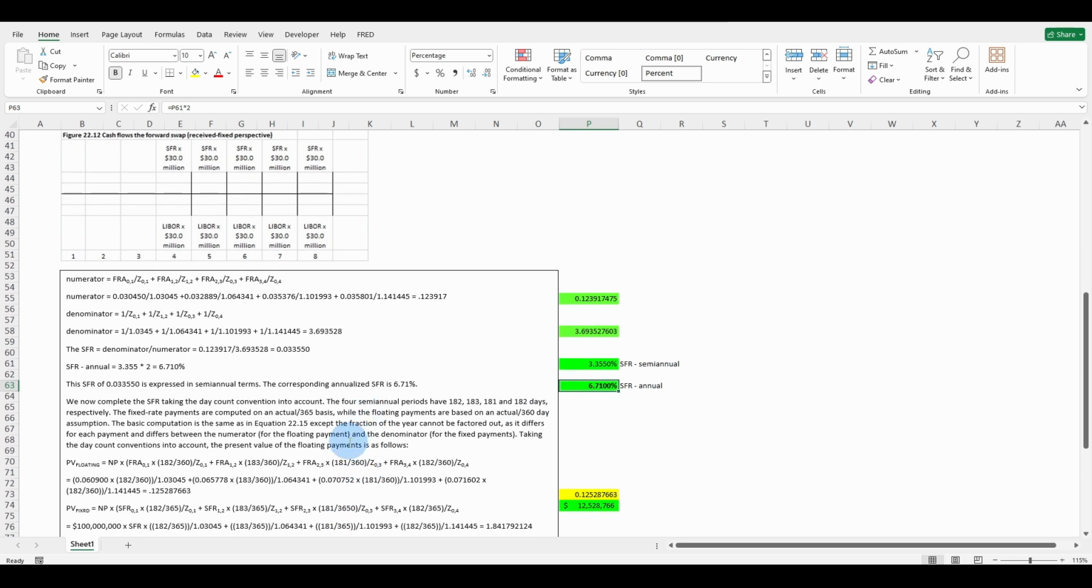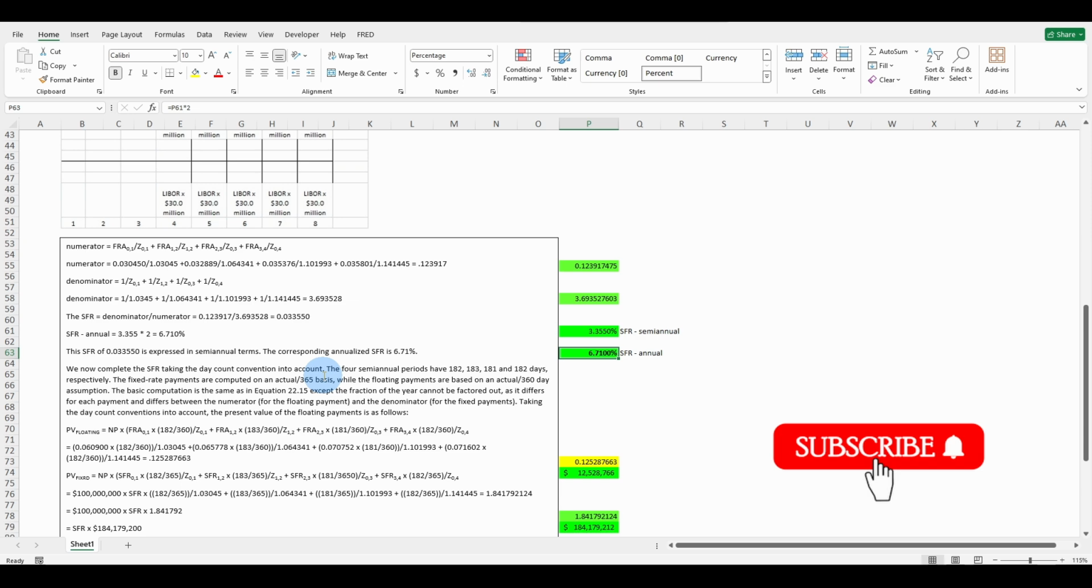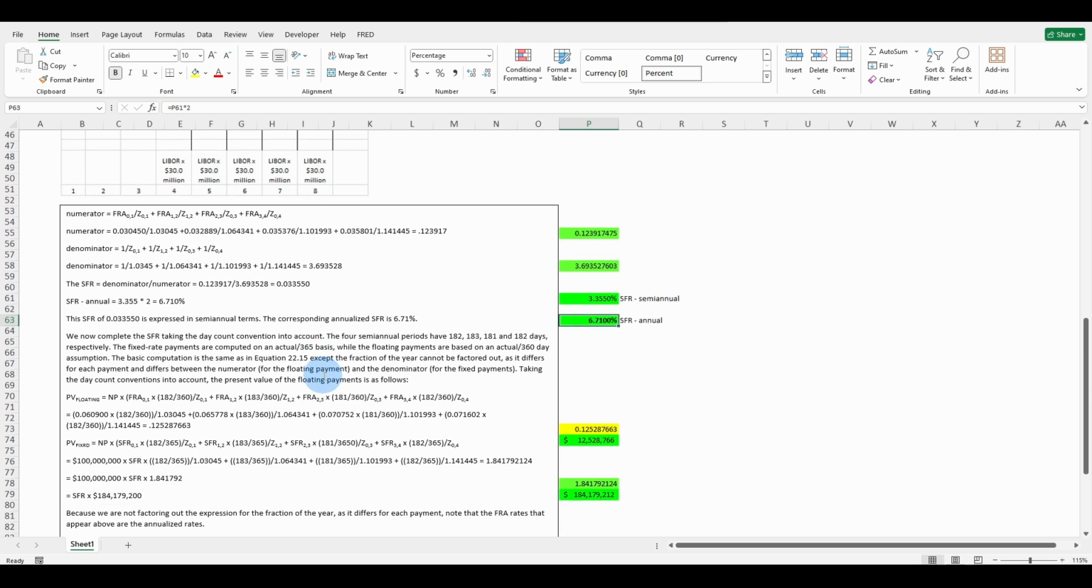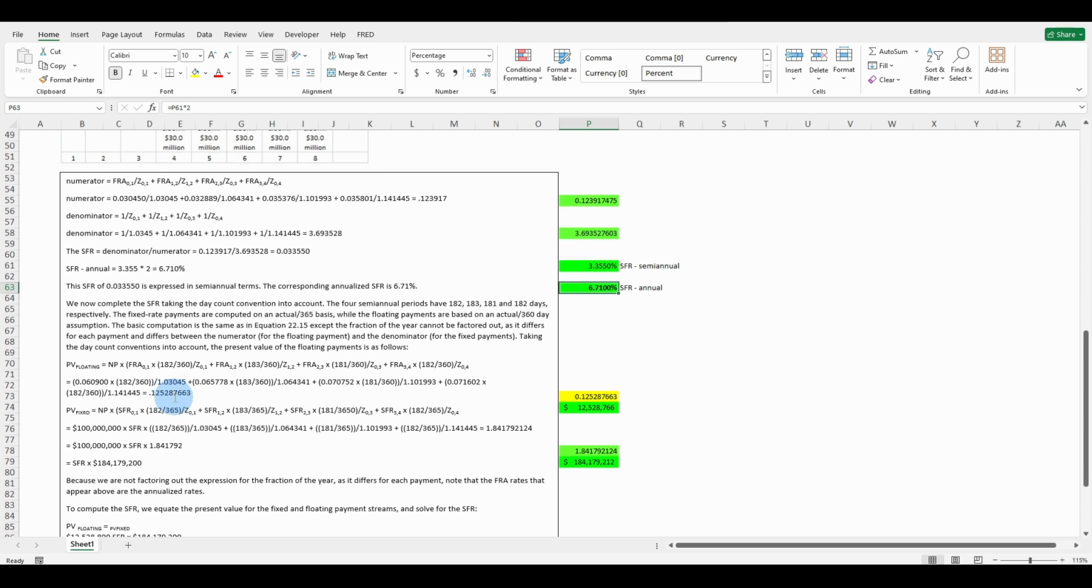We now compute the SFR taking the day count convention into account. The 4 semi-annual periods have 182, 183, 181, and 182 days, respectively. The fixed rate payments are computed on an actual/365 basis, while the floating payments are based on an actual/360-day assumption. The basic computation is the same as in equation 22.5, except the fraction of the year cannot be factored out, as it differs for each payment and differs between the numerator for the floating payment and the denominator for the fixed payment.